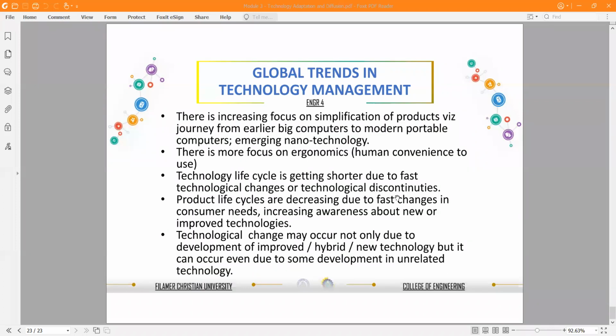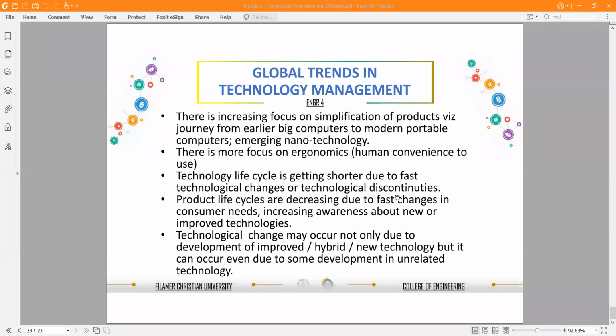There is also an increasing focus on simplification of products. Let's say, the journey from earlier big computers to modern portable computers, and also the emergence of nanotechnology. What is an example of this? How big was 5 megabit storage before? Compare it to a 32 gigabyte SD card today.